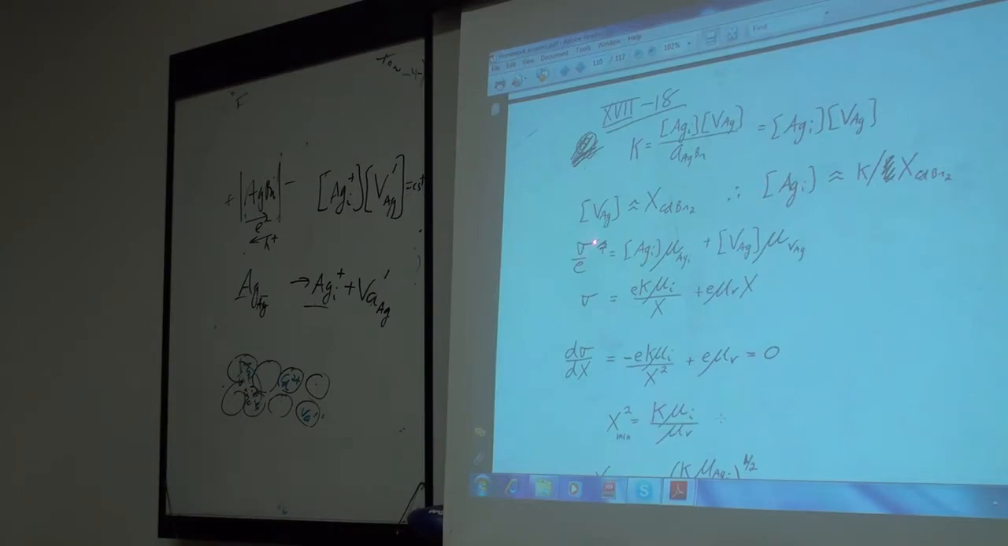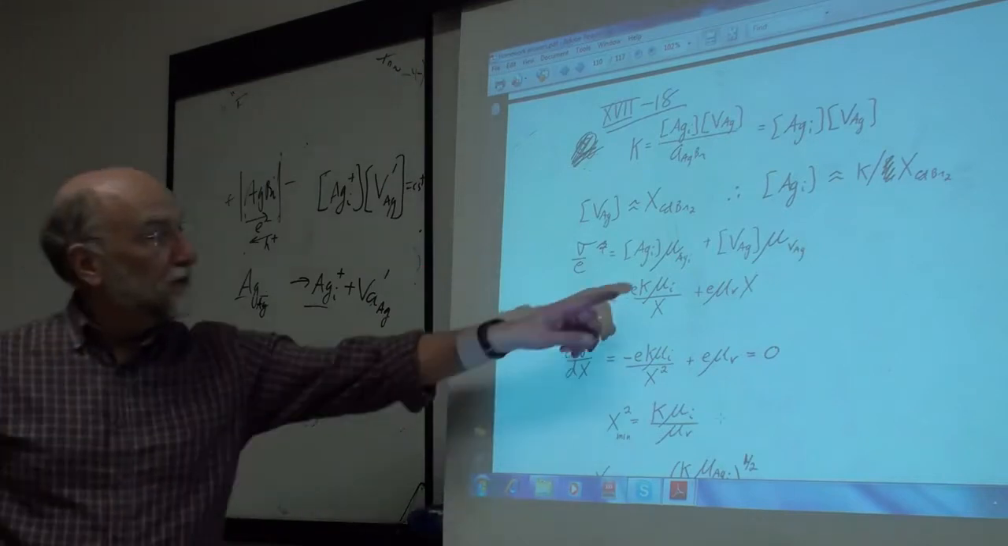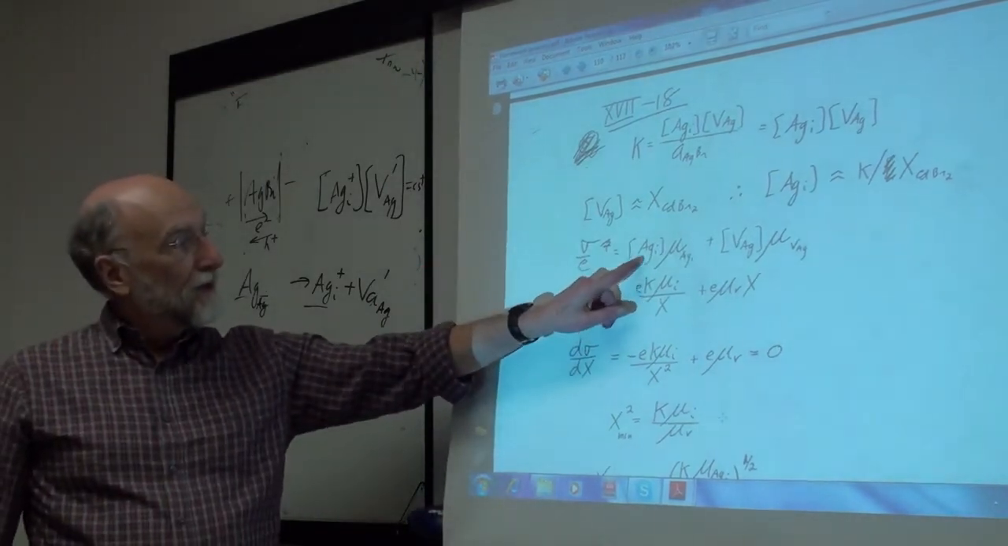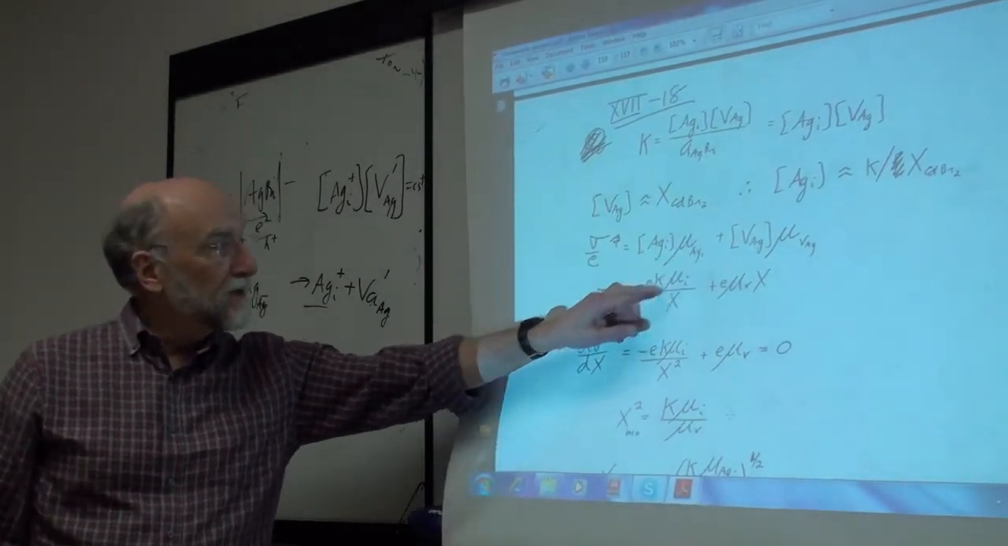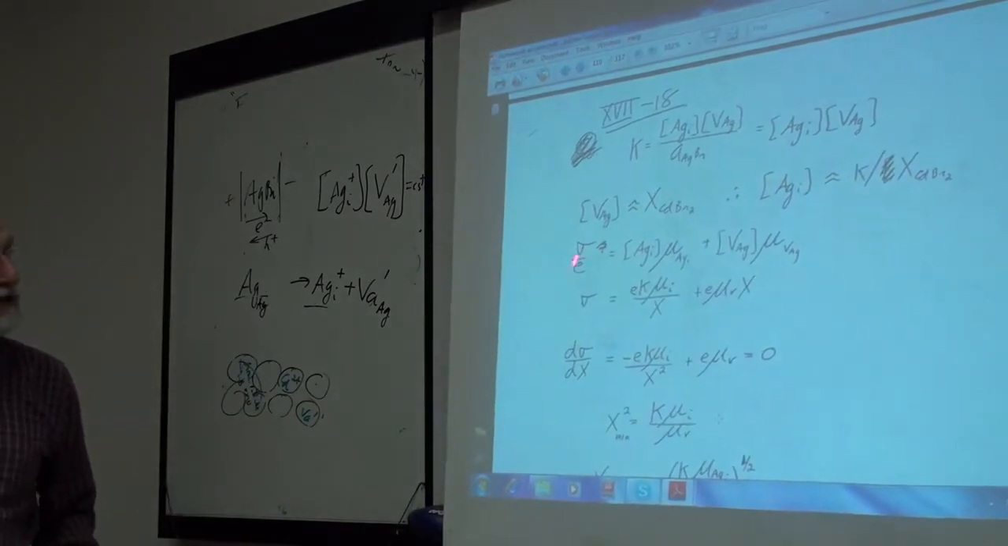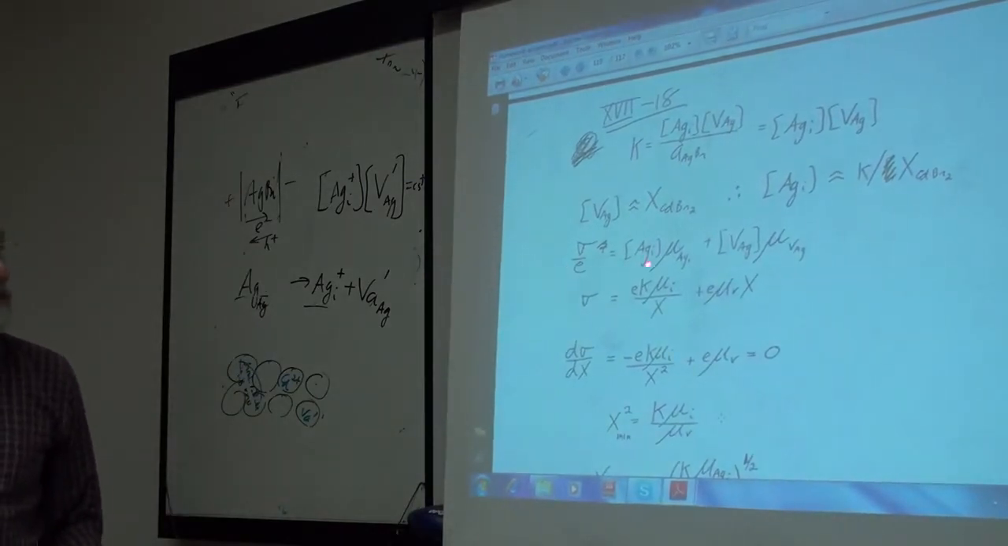Sigma is the electrical conductivity, times the charge of an electron. And as I said, the conductivity depends upon two things. It depends upon the concentration of the charge carrier and its mobility. So the conductivity is equal to the concentration of silver ions times their mobility plus the concentration of vacancies times their mobility.